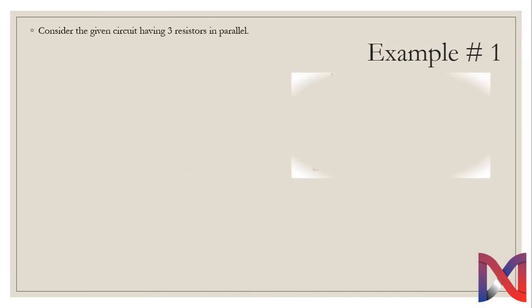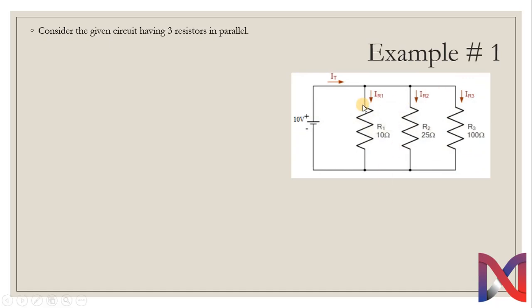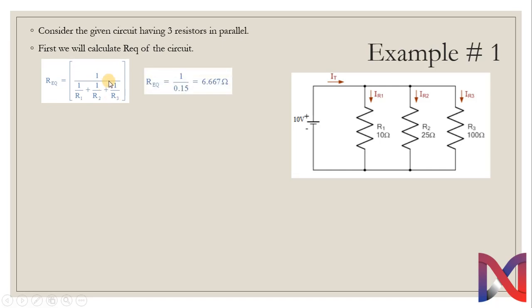Consider the given circuit having 3 resistors in parallel. Here we have 3 resistors connected to a 10 volt supply. R1 is of 10 ohm, R2 is of 25 ohm and R3 is of 100 ohms. First of all, we need to calculate the R equivalent of these resistors, which can be calculated as R equivalent is equal to 1 divided by 1 over R1 plus 1 over R2 plus 1 over R3. After putting the values and simplification, we get R equivalent is equal to 1 divided by 0.15, which is equal to 6.667 ohm.